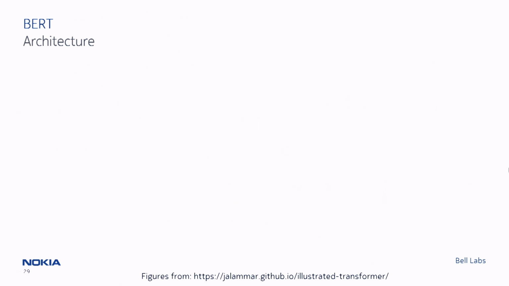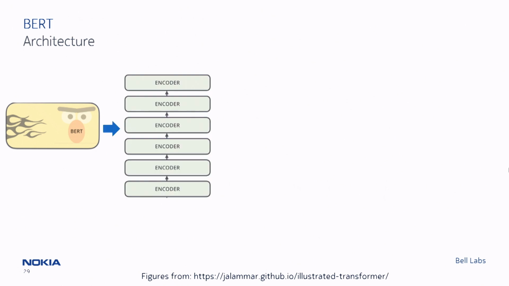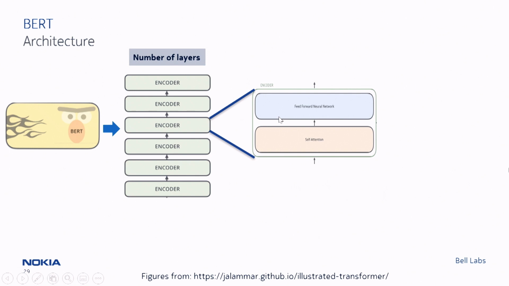Now let's get more details about the BERT architecture, and let's open this yellow box. BERT is composed of multiple encoder layers. The first important parameter is the number of layers. This parameter decides the size of BERT. For example, BERT base has 12 layers, BERT large has 24 layers, and the small scale of BERT has 6 layers.